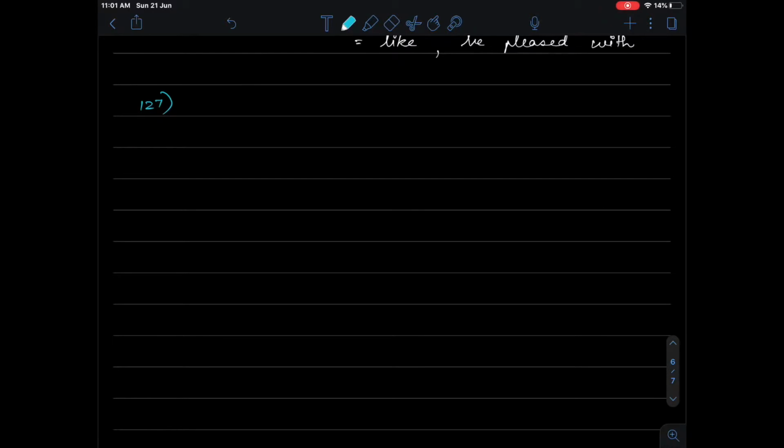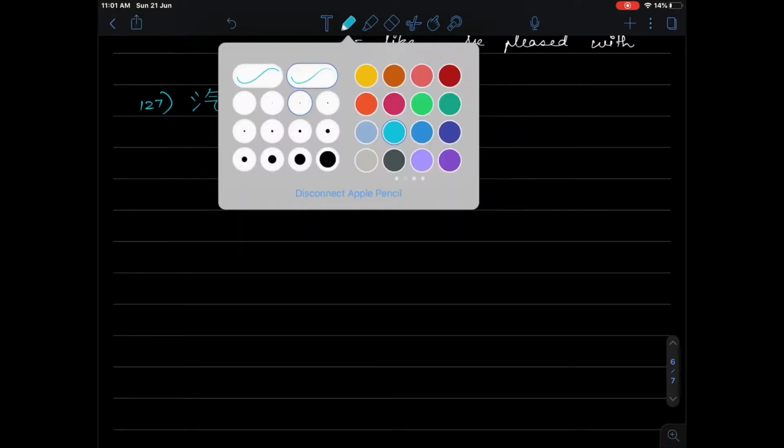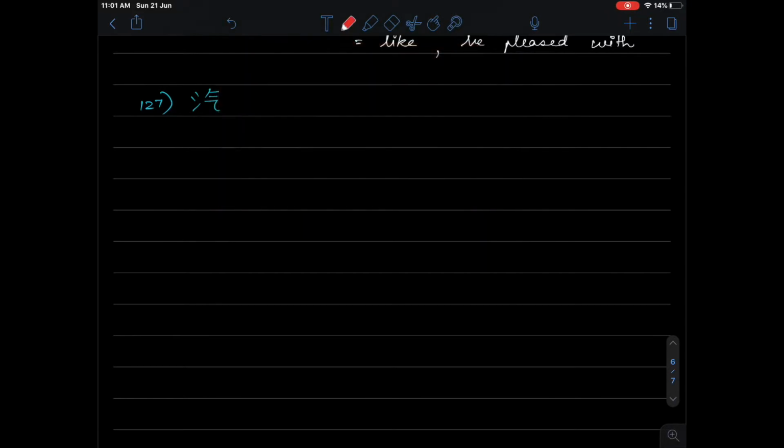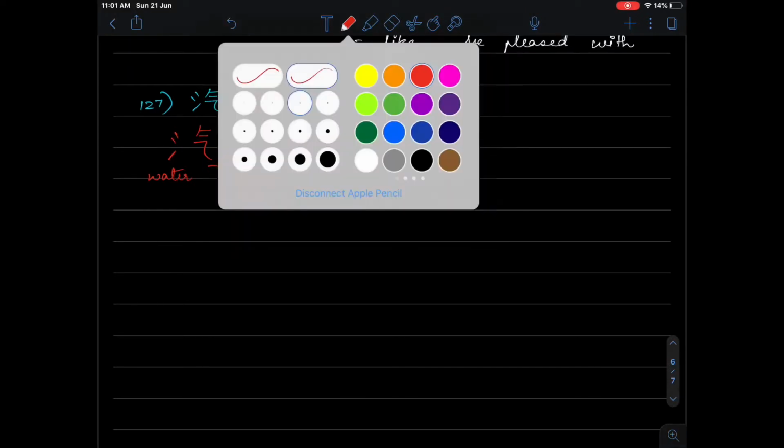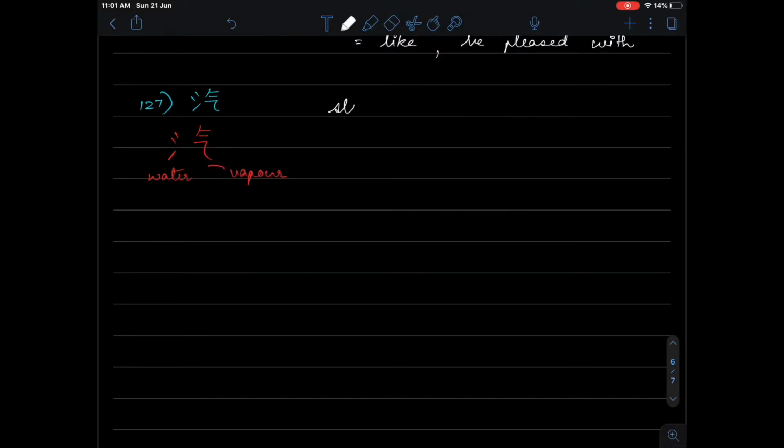This is number 127. Okay, this is how that looks, and let's try and rationalize this. So you're talking about water, and you're talking about vapor. So what is water vapor? Steam.